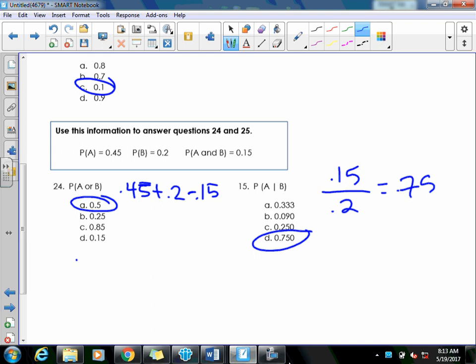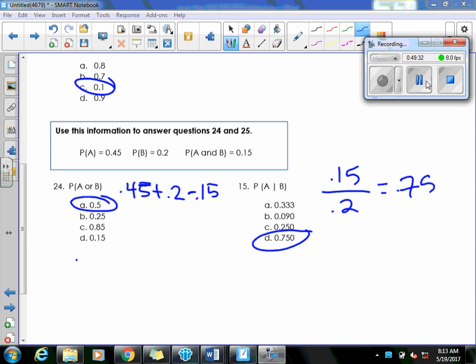How many questions are going to be on the test on Monday?